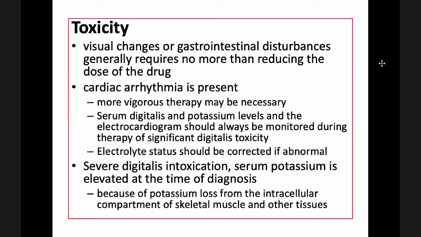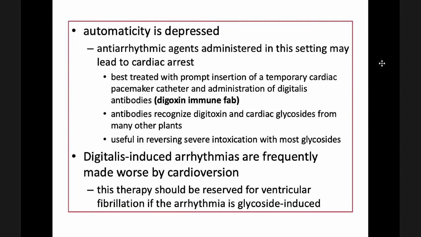Now, in cases of severe digitalis intoxication, serum potassium is elevated at the time of diagnosis because potassium loss from the intracellular compartment of skeletal muscles and other tissues is usually observed with severe digitalis intoxication. So usually the automaticity is depressed. So antiarrhythmic agents administered in this setting may lead to cardiac arrest. So they are best treated with prompt insertion of a temporary cardiac pacemaker catheter, and administration of digitalis antibodies or digoxin immune fab.